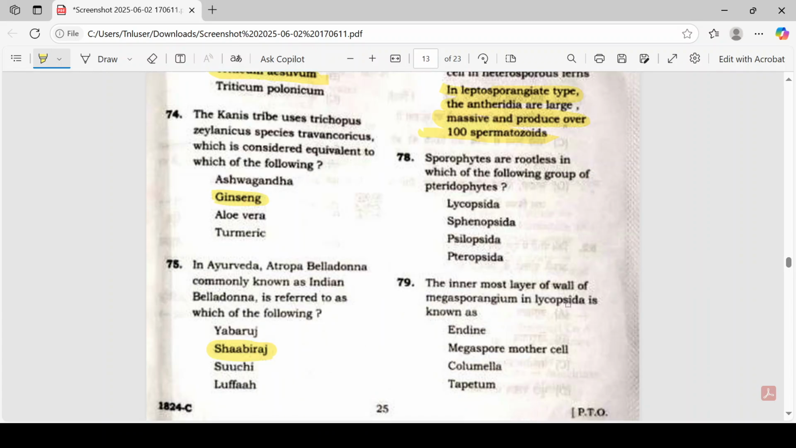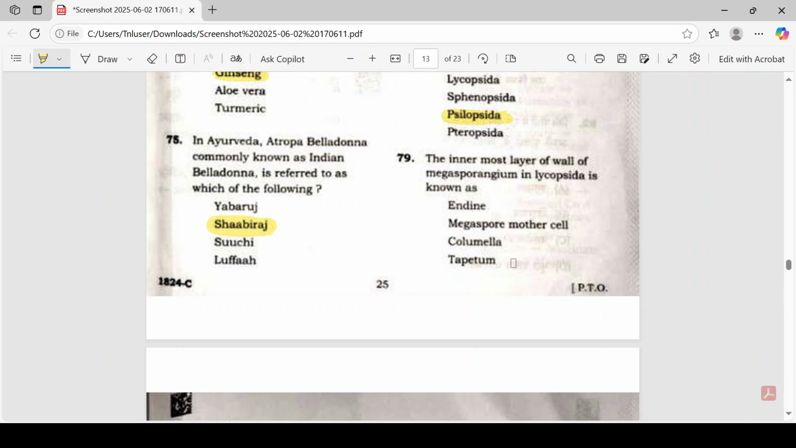Okay, question 78. Sporophytes are rootless in which of the following group of pteridophytes? So yeah, the correct answer to that will be Psilopsida. Okay. All right, let's now move further ahead with question number 79. The innermost layer of wall of megasporangium in Lycopsida is known as. So yeah, the inner layer it is asking about, it will be tapetum.